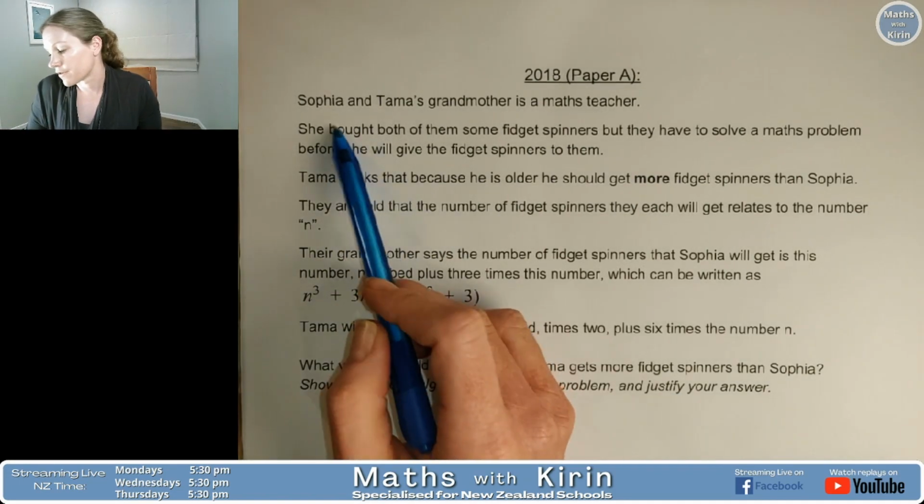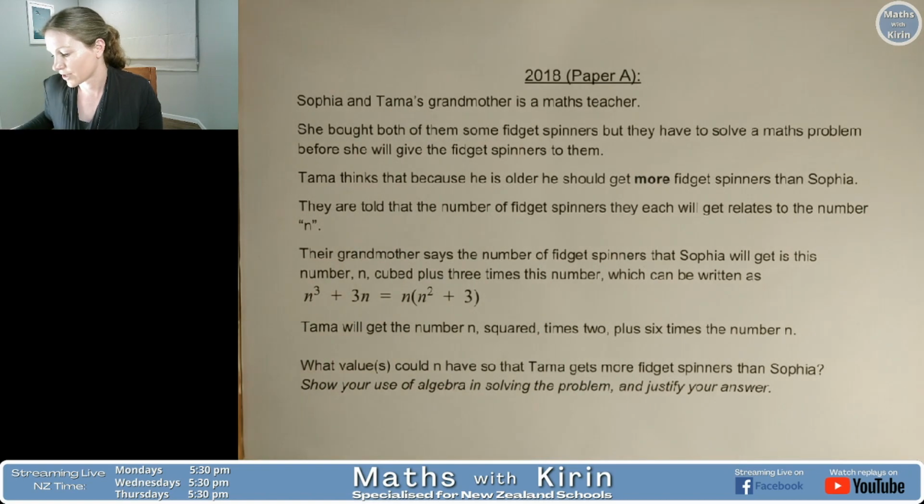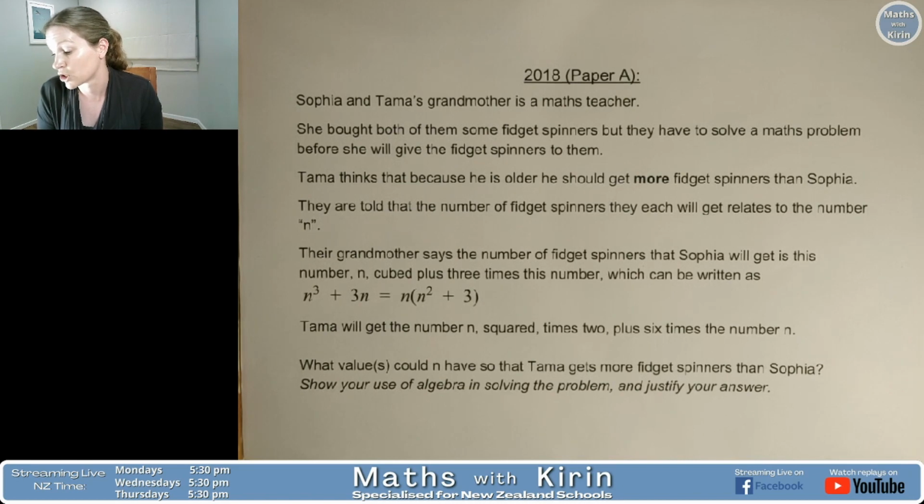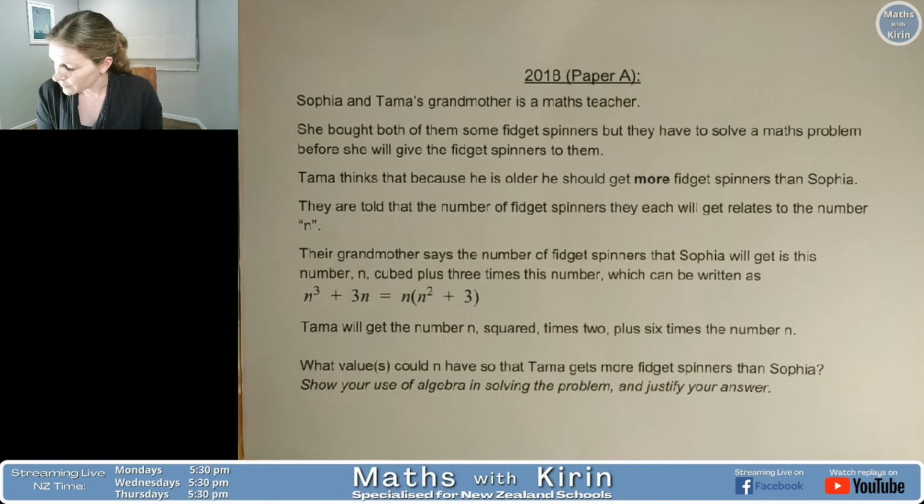So Sophia and Tama's grandmother is a maths teacher. She bought both of them some fidget spinners, but they have to solve a maths problem before she will give this fidget spinner to them. Tama thinks that because he is older, he should get more fidget spinners than Sophia. They are told that the number of fidget spinners they will each get relates to the number n.